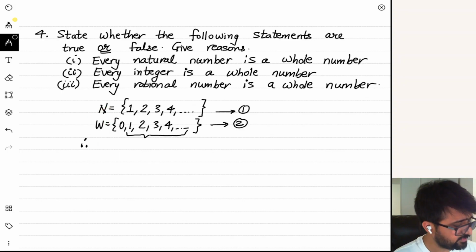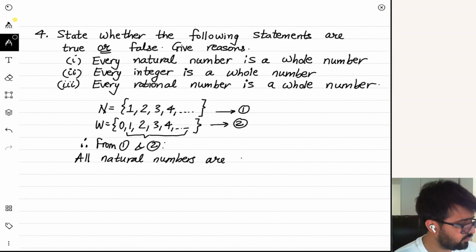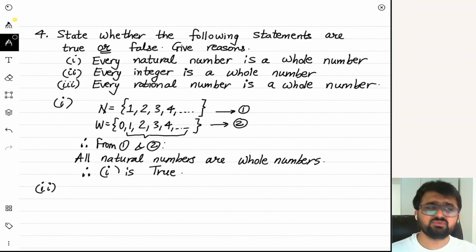So therefore, we can say from equation 1 and 2, all natural numbers are whole numbers, or every natural number is a whole number. All natural numbers are in fact whole numbers. All right, let's move to question number two. Question number two says every integer is a whole number.